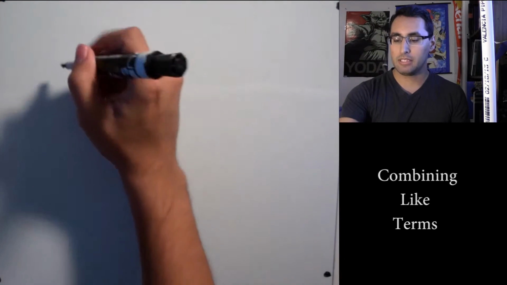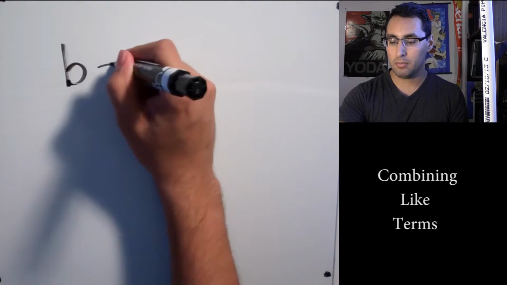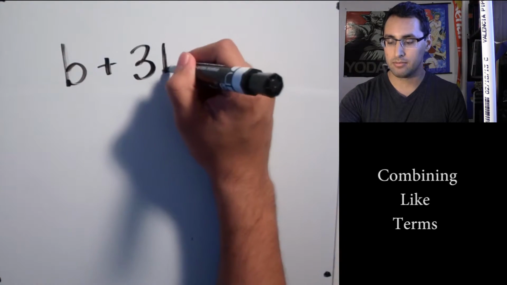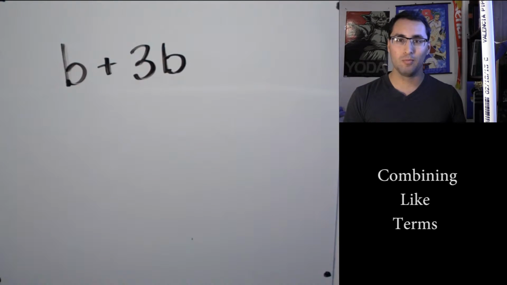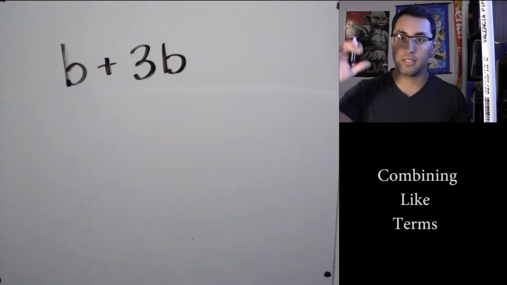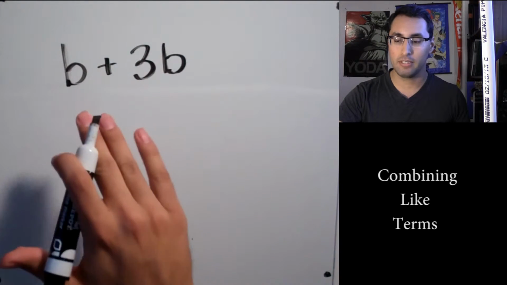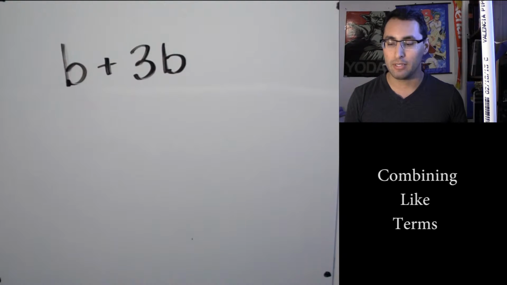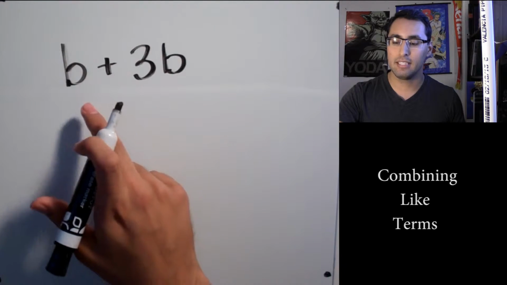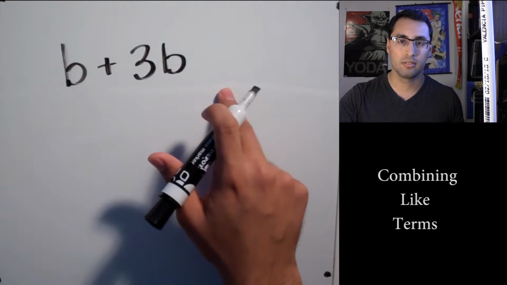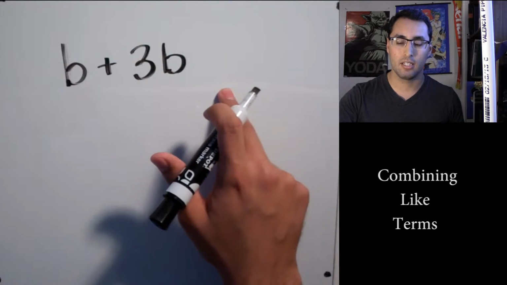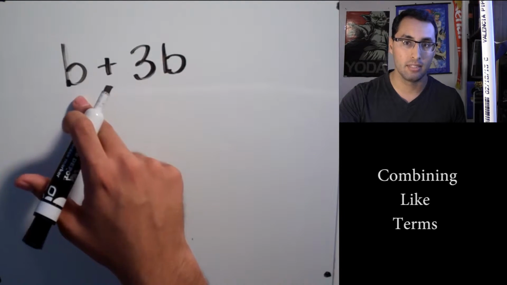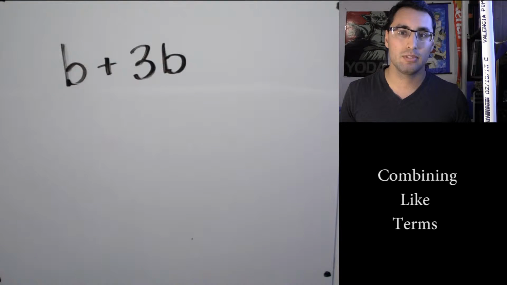Alright, so first off, I'm just going to give you b plus 3b. For the most part, if I give you a number, you would just be able to solve that, no problem. But if I do give you a letter, your brain just shuts down. So this is saying b plus 3b. It's saying I have an object. That object is b.